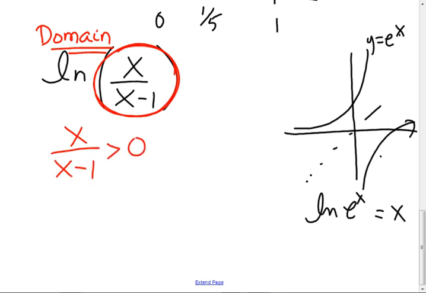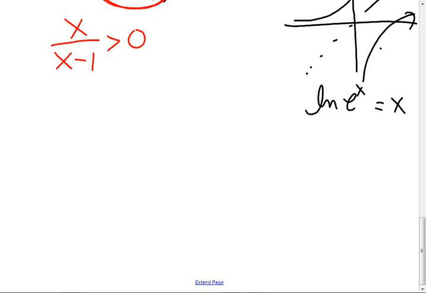How are you going to solve that one? You can't multiply by x minus 1. Well, that's wrong. That's the problem. You can't. So you could multiply by x minus 1 squared, but it's easier than that. I only have 2 boundary points. First one, how would you compare it to 0? What's the first point?